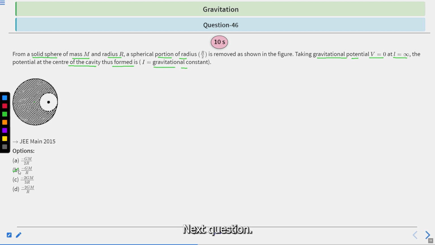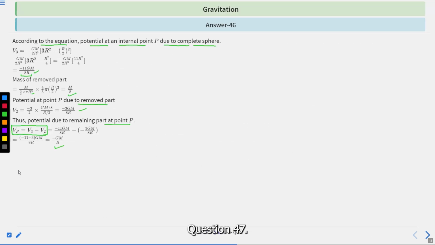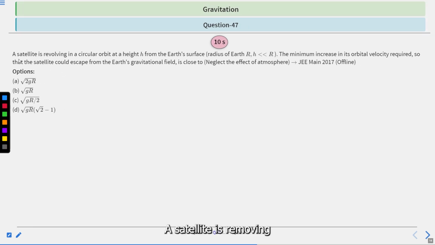Next question. Question 47. A satellite is revolving in a circular orbit at a height h from the Earth's surface, where R is the radius of Earth and h is less than R. The minimum increase in its orbital velocity required so that the satellite could escape from the Earth's gravitational field is close to what? Neglect the effect of atmosphere.